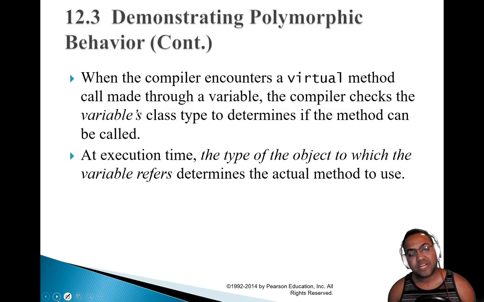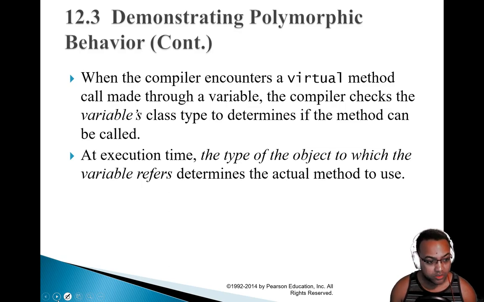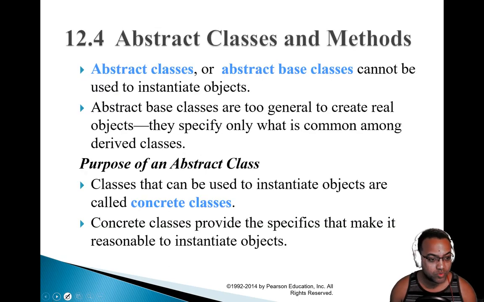When the compiler encounters a virtual method call made through a variable, the compiler checks the variable's class type to determine if the method can be called. At execution time, the type of the object to which the variable refers determines the actual method to use.